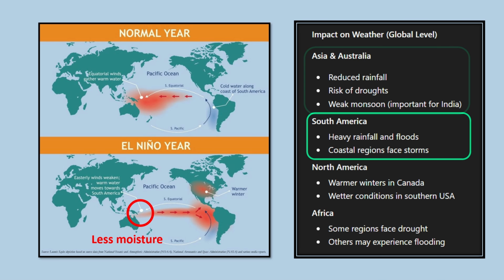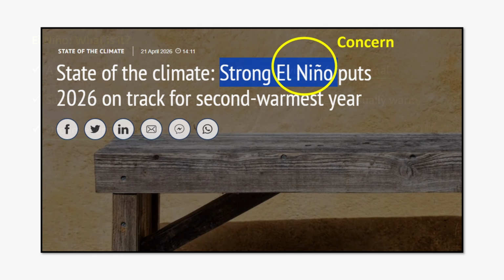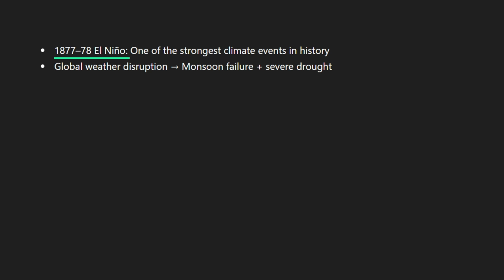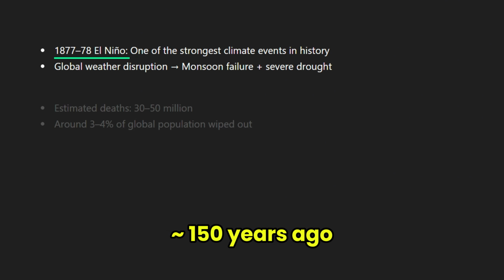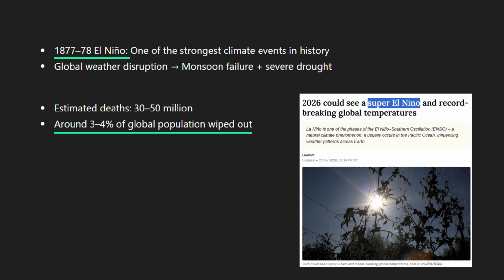Now climate models for this year are showing worrying signs. There are fears of a mega El Nino event in 2026. It could be even more devastating than the 1877-78 powerful El Nino event. Around 150 years ago, this deadly climate event triggered extreme heat waves, prolonged drought, crop failures and famines across many parts of the world. As per estimates, this deadly event wiped off nearly 4% of the global population at the time.